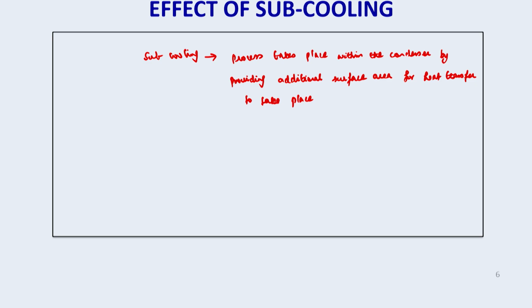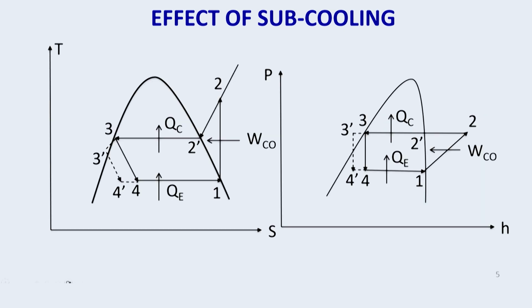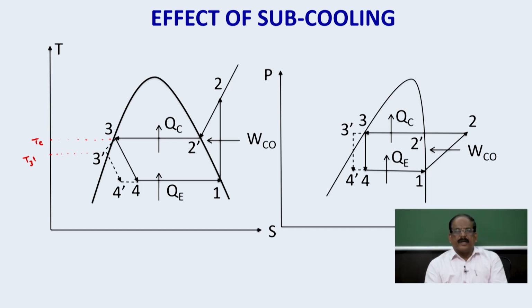So what happens? The temperature of the substance will be less than the saturation temperature. So if you see the diagram, this is T3, which is nothing but the condenser temperature. And this is T3 dash. That is nothing but the temperature of the liquid refrigerant after the subcooling process is completed.